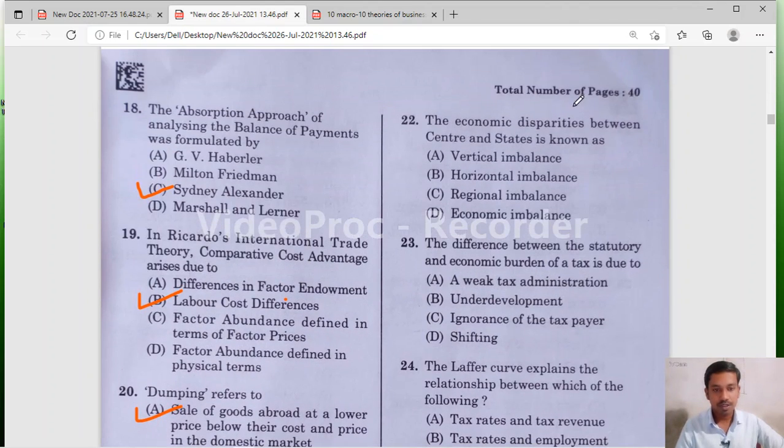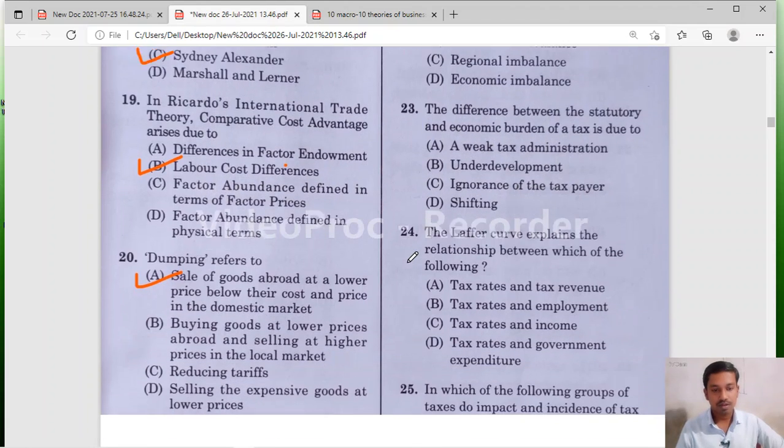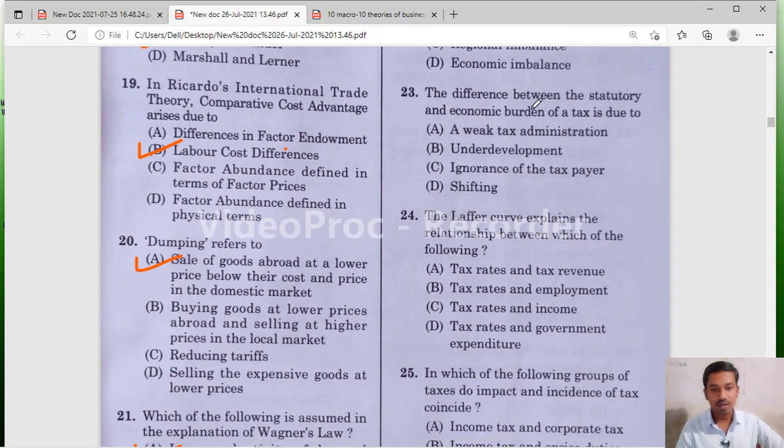Question number 22. The economic disparities between center and state is known as vertical imbalance, horizontal imbalance, regional imbalance, economic imbalance. Yes, here the correct answer is option A, vertical imbalance. Question number 23. The difference between the statutory and economic burden of a tax is due to option A weak tax administration, option B underdevelopment, option C ignorance of the taxpayer, option D shifting. The right answer is option D shifting.